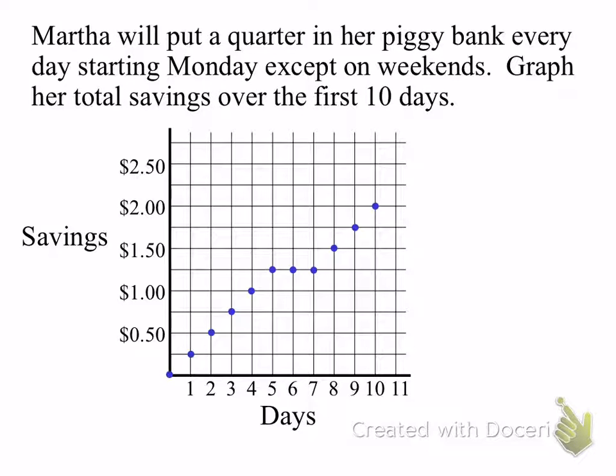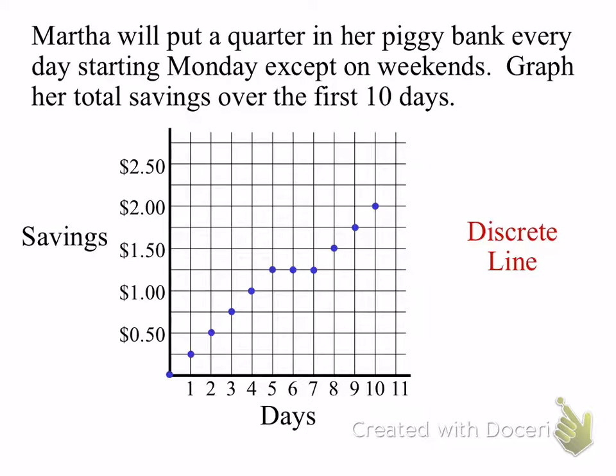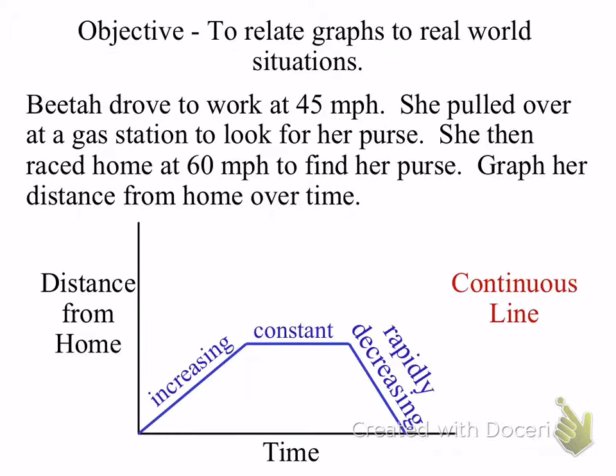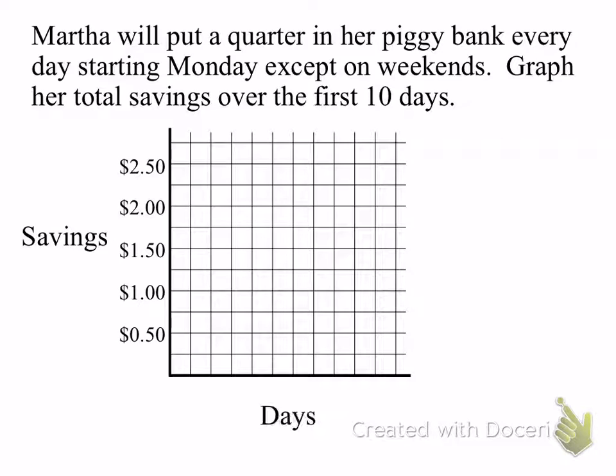So we say this is discrete. When I'm driving constantly, I'm not stopping as I'm on the freeway. Every minute I'm driving. So that's why we connect the dots. Do you understand the difference between continuous versus discrete? Continuous, it's a line. Discrete, it's just points on a graph.